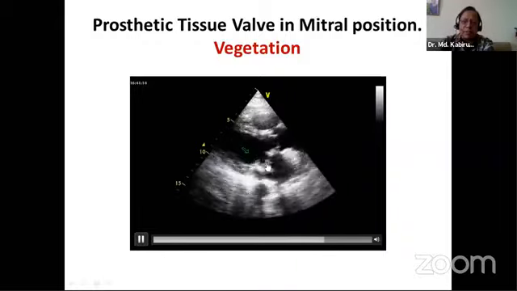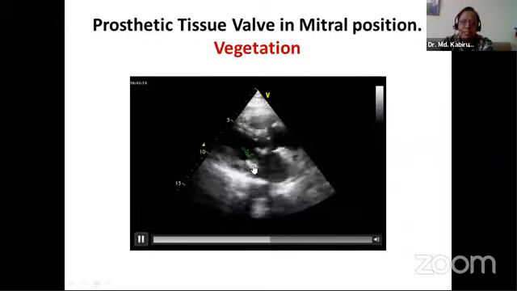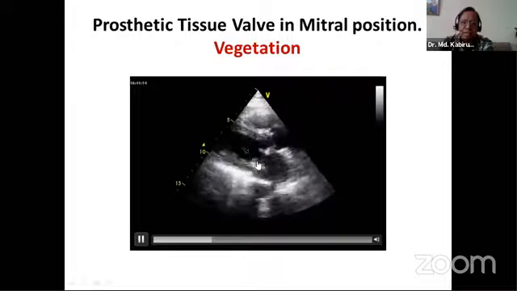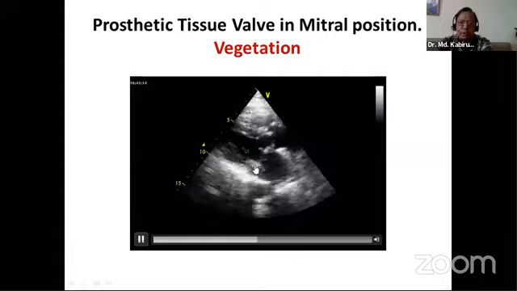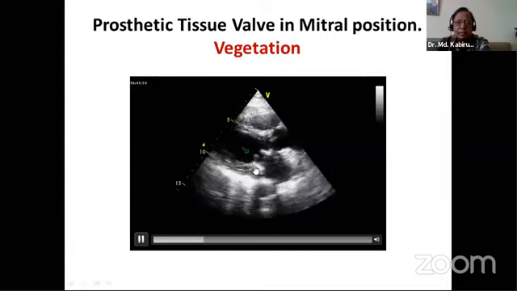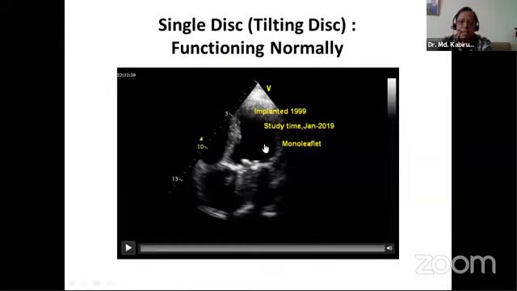And this is a tissue valve in the mitral position with vegetation. You can see the angry-looking vegetation with oscillating and dancing movement, independent of the movement of the leaflet. That is the vegetation. And this is the single disc.